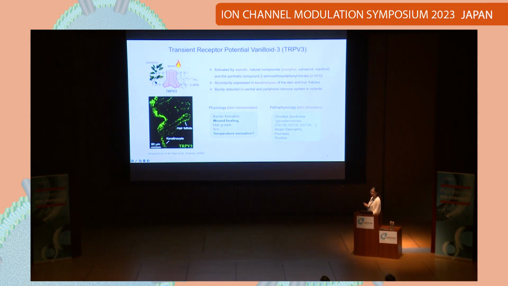For example, TRPV3 is required for the formation of the skin barrier, wound healing, hair growth, itch, as well as temperature sensation, although this contribution has been controversial. TRPV3 is also clinically related to some skin diseases, including Olmsted syndrome, which is mainly caused by a single glycine mutation, and atopic dermatitis, psoriasis, and pruritus.